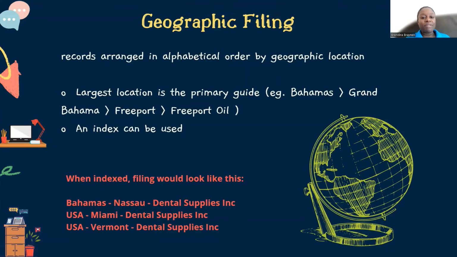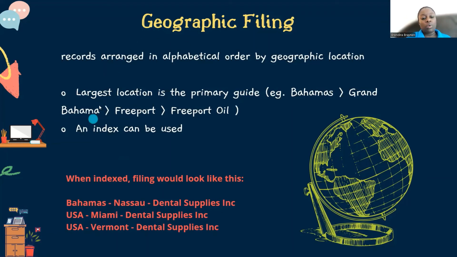Geographic filing. When we're doing geographic filing, our records are arranged in alphabetical order based on geographic location. And so you're going to find that unless it's numerical, everything still has some form of alphabetical filing involved. It's just that instead of using names as the basis, the name of the person or the name of the company, which happens in alphabetical order, geographic filing uses the place as the first filing unit.